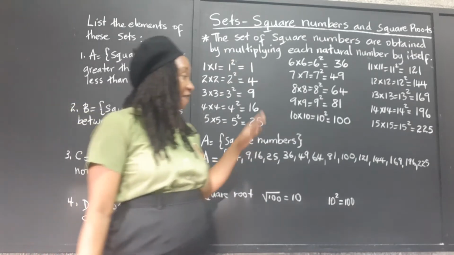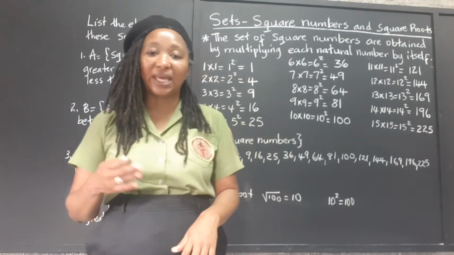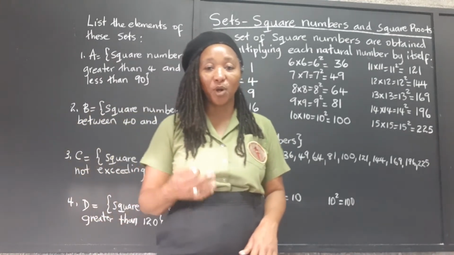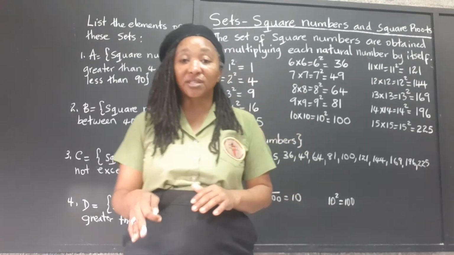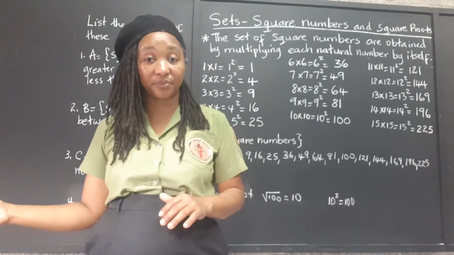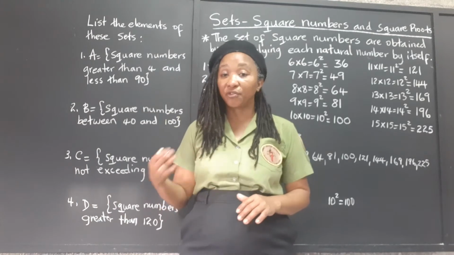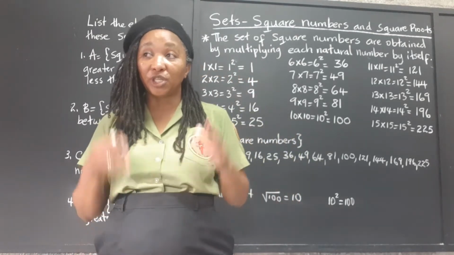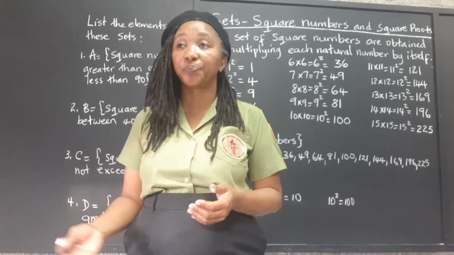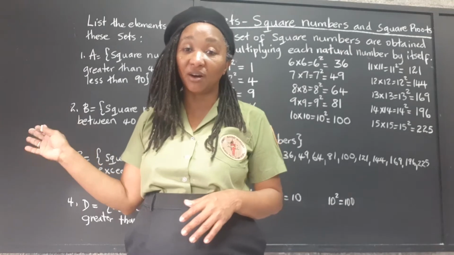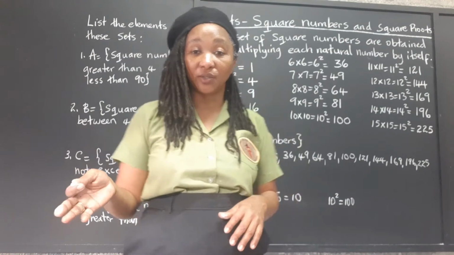But that's just the first 15 square numbers. Remember, we get square numbers by multiplying the natural numbers by themselves. Natural numbers continue forever and ever. So that means square numbers continue forever and ever, because we just have to pick a natural number and multiply it by itself, and we're going to get a square number. So if the natural numbers continue on and on to infinity, the square numbers continue on and on to infinity.